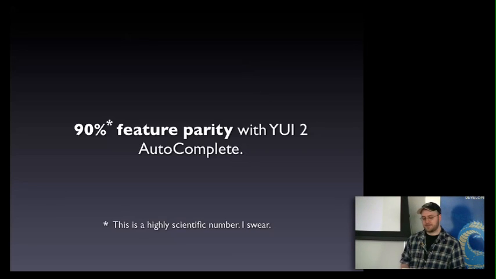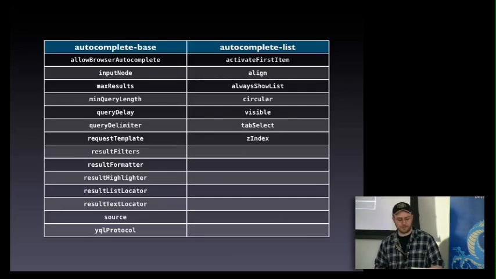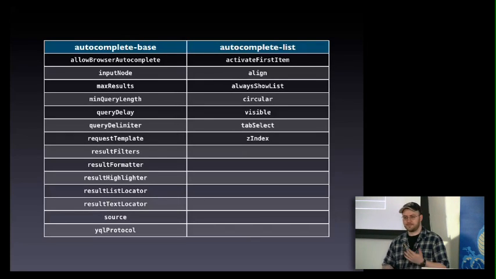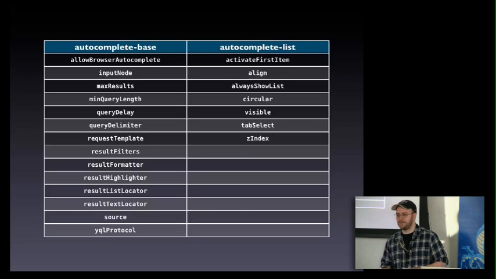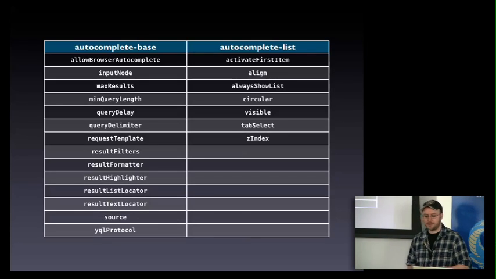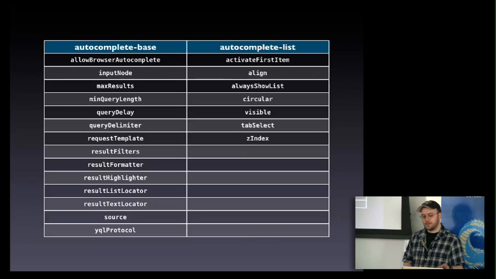In terms of most of the features that you're used to from YUI2 autocomplete, in terms of configuration attributes, things like that, you're probably going to find most of the things you would want to use. There are a few things that YUI2 autocomplete does that are not being done yet, and those will come absolutely in future releases as we continue building out YUI3 autocomplete. But the really important stuff is here.